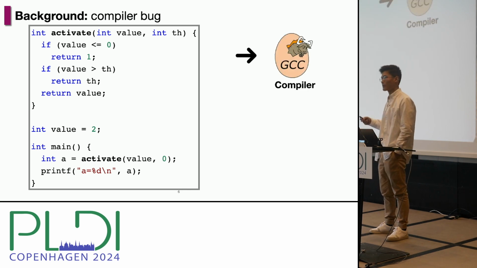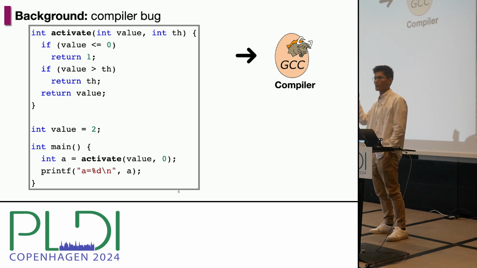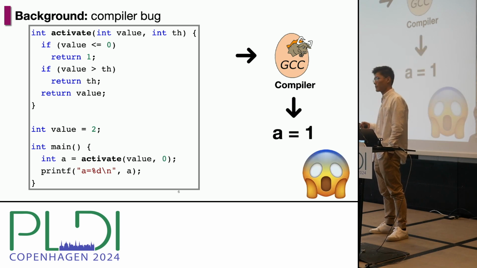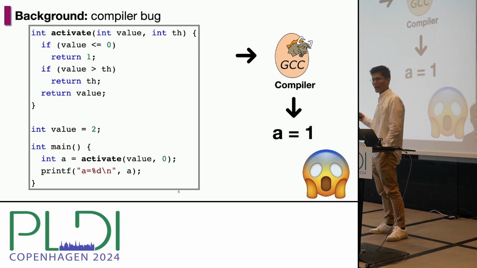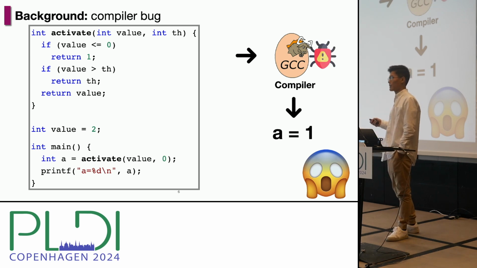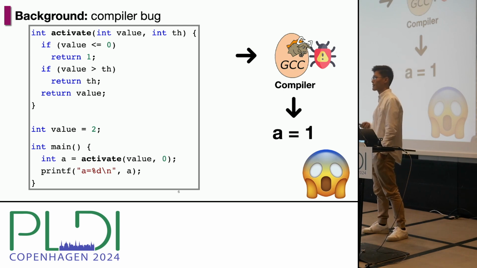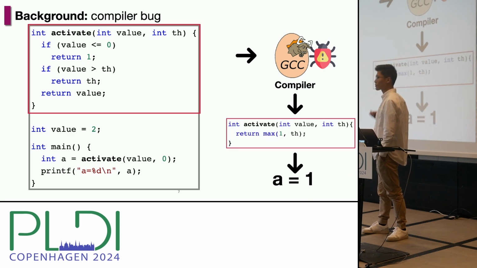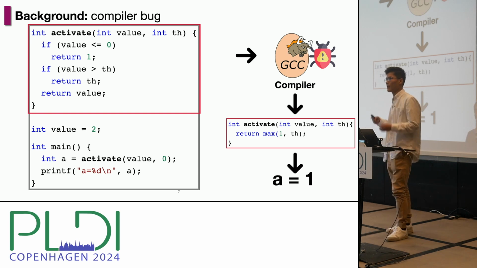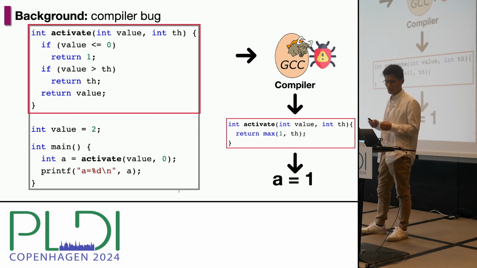However, if you compile it with GCC 12, GCC 13 with some optimizations, O1, O2, it will tell you the result is 1. So what happened? The root cause is a bug in the GCC optimizations, which incorrectly translates the activate function to some max operations, which is erroneous and incorrect. So such a miscompilation can potentially affect a lot of software systems.